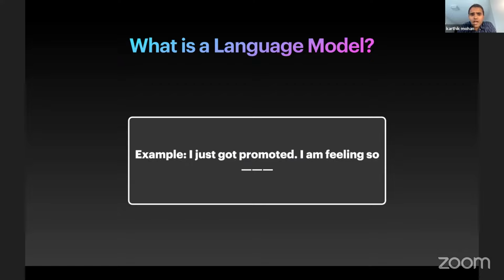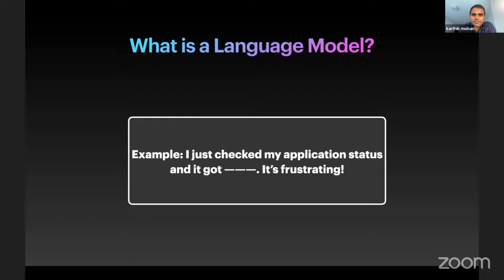So for example, "I just got promoted, I'm feeling so frustrated." No, that doesn't make sense. You wouldn't say frustrated after promoted, you'd probably say happy, right? "I'm feeling so frustrated" is valid by itself. But because you got promoted, you wouldn't say I'm frustrated. So using the context to fill in the missing word is important.